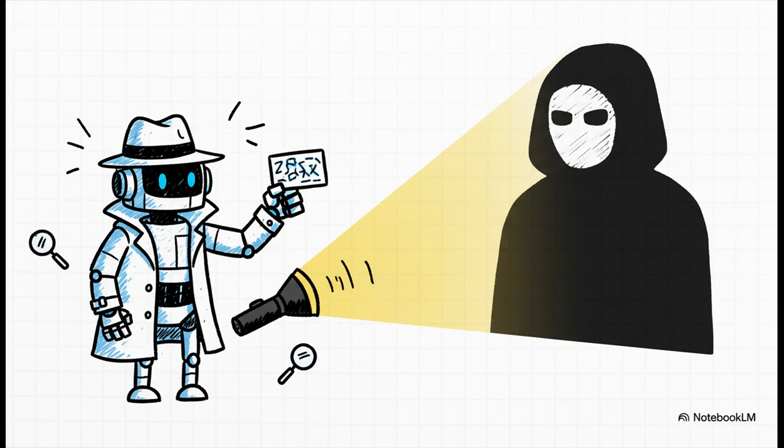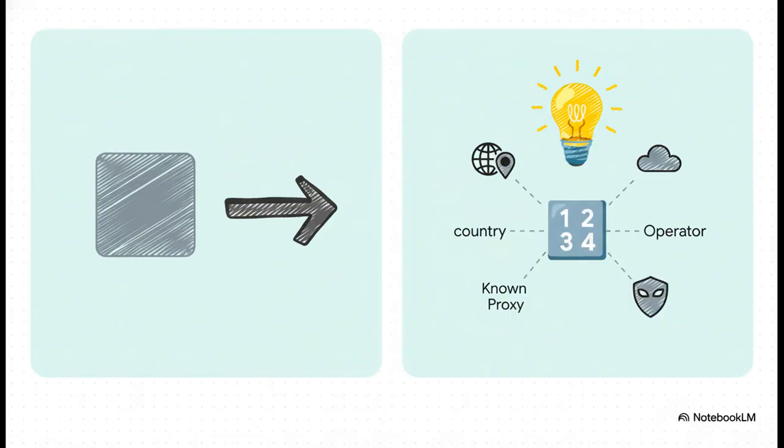Our final specialist is the IP intel agent. This is the intelligence analyst of the group, the background checker. It takes the IP addresses involved in all this communication and asks a very simple question: who are you, really? And this is where raw data becomes actual intelligence.